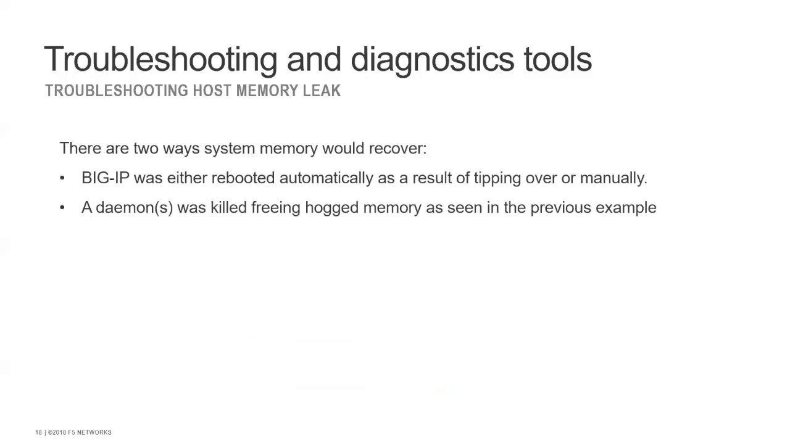So there are two ways that system memory will recover when we're talking about host memory leaks. The BIG-IP was either rebooted, automatically as a result of tipping over or manually, or daemons were killed, freeing that memory. That would be the OOM killer, as seen in the previous example.